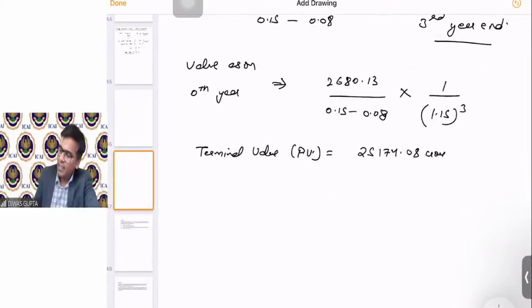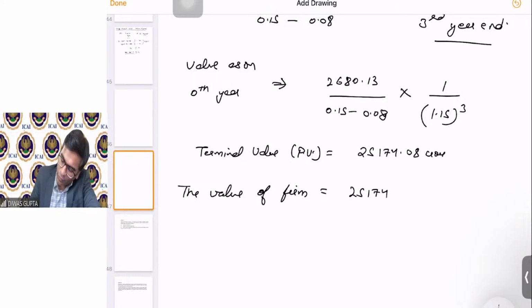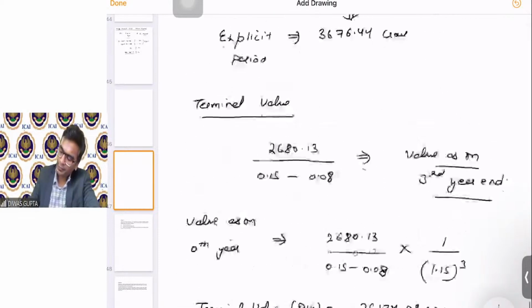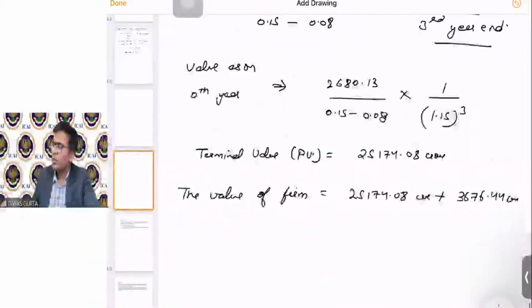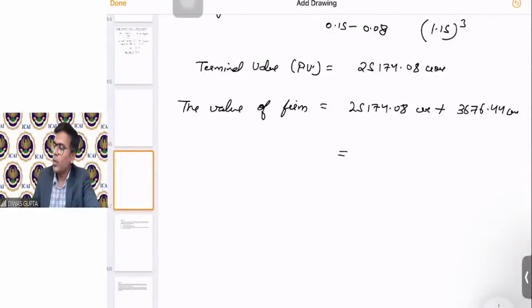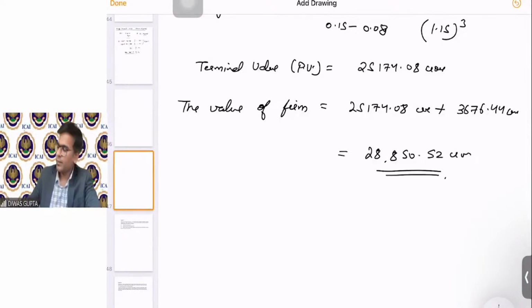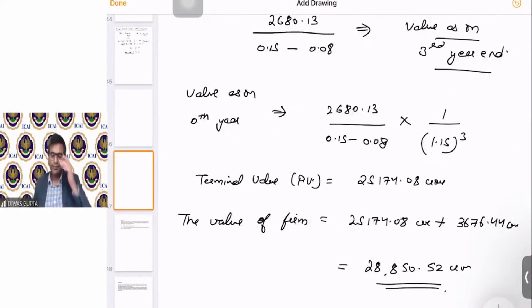So the value of the firm is equal to 25174.08 crore plus 3676.44 crores. So the total amount comes out to be 28850.52 crores, students. I hope this is understood and clear.